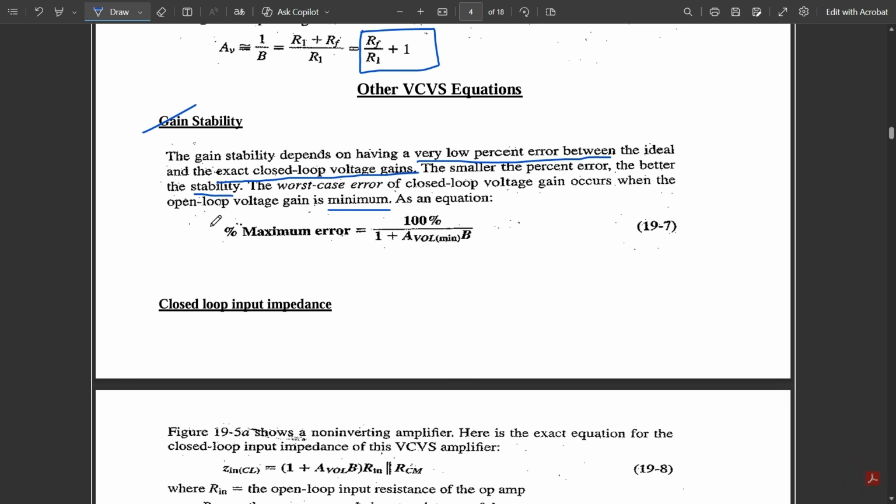So as an equation, you can define the gain stability as the percentage of maximum error, which is equal to 100% divided by 1 plus AVOL minimum into beta, where AVOL minimum is the minimum open loop voltage gain. Through this the gain stability can be analyzed. So this is for gain stability.